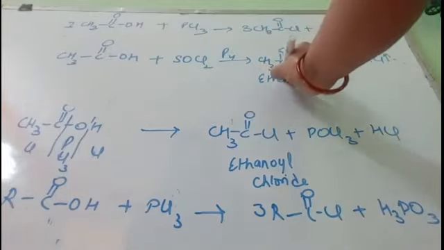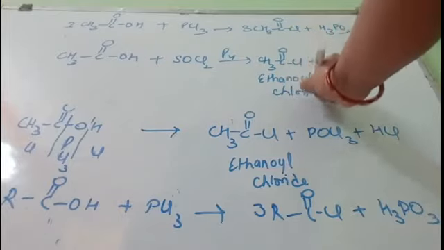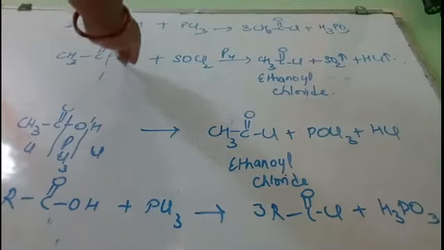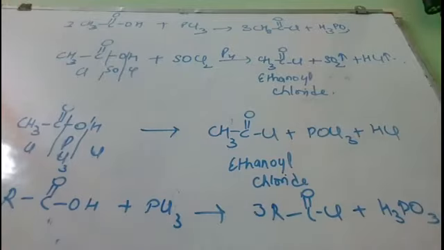Ethanoyl chloride will be formed. Any other acid if you will take, corresponding acid halide will be formed. So the reaction will be that here Cl, here SO, here Cl. So SO2, acid halide and HCl will be formed. Okay, so this is the method of preparation of acid chloride.